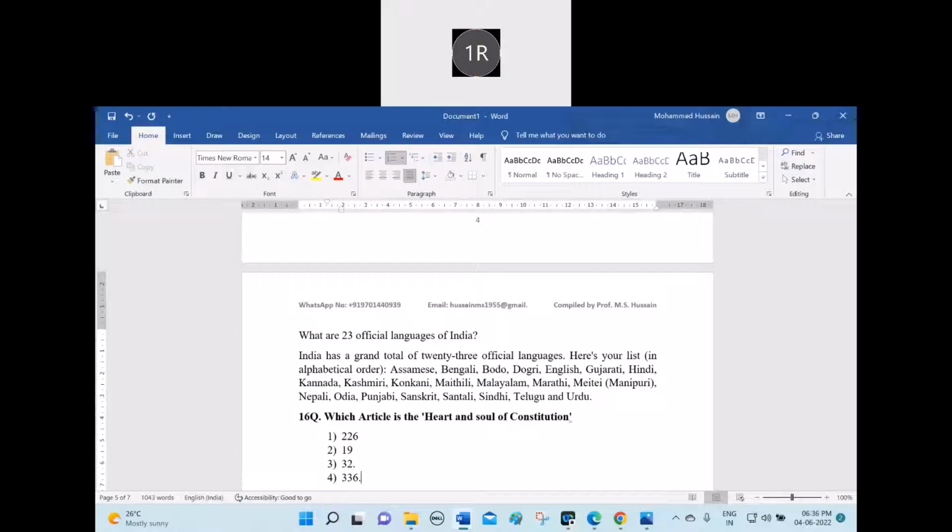Supplementary question: how many writs are there? 5, sir. Habeas corpus, mandamus, certiorari, prohibition, and the last one is quo warranto, sir. It's 5: habeas corpus, mandamus, certiorari, prohibition, quo warranto. And what is mandamus? Supplementary question.